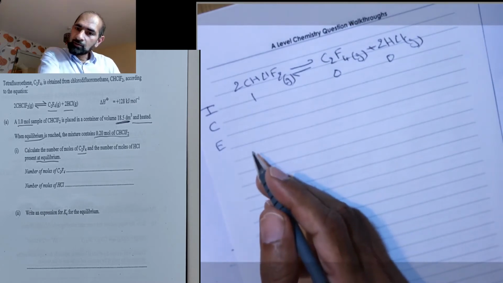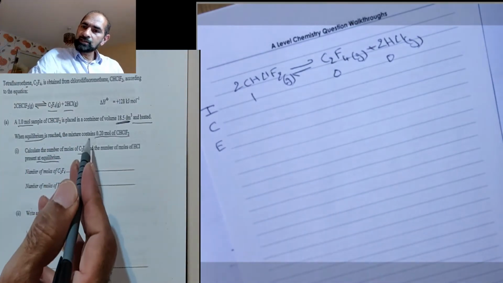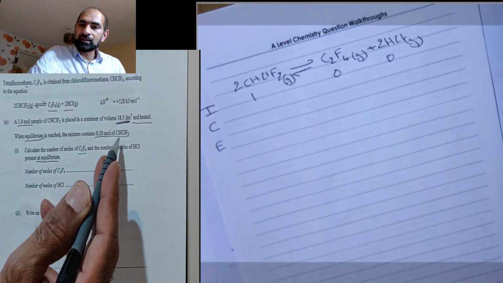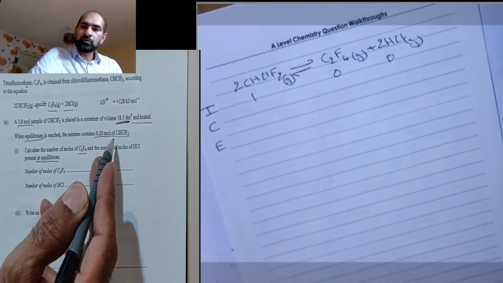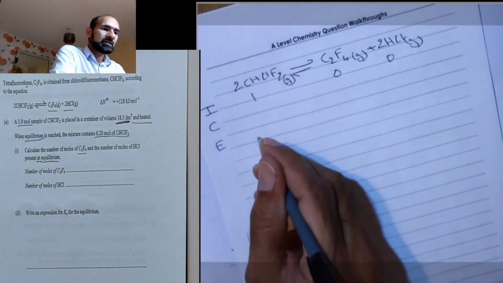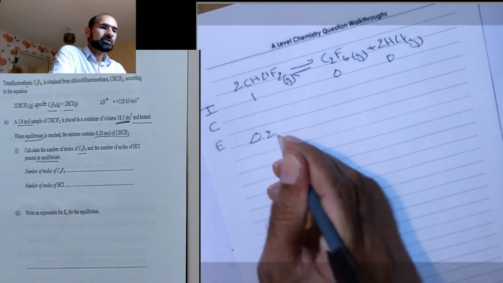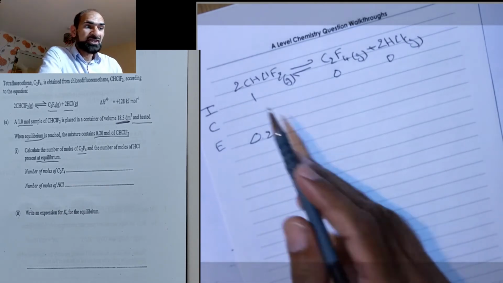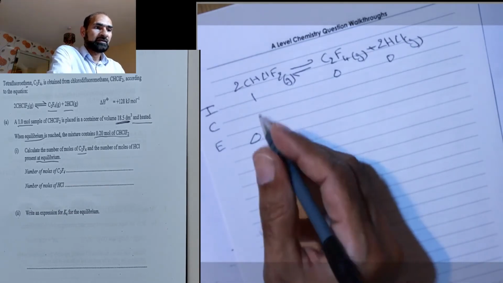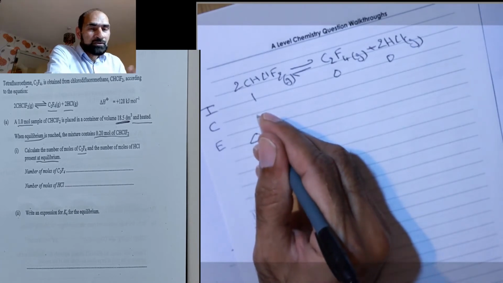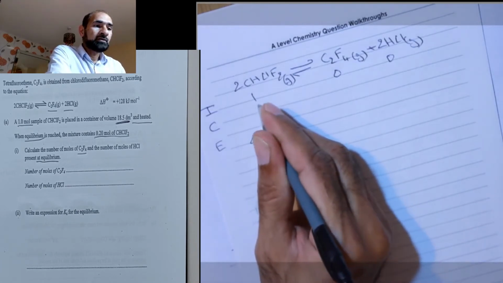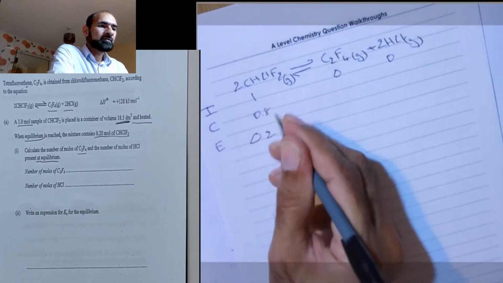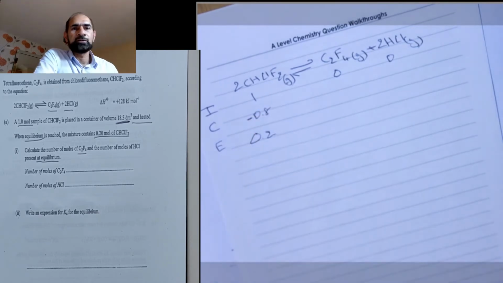Now, at equilibrium, they've told me the mixture contains 0.2 moles of chlorodifluoromethane. So that means at equilibrium, it contains 0.2 moles. So what's the change? What's changed from there to there? Well, what has decomposed is 1 take away 0.2, which is 0.8. So that means 0.8 has been reduced.